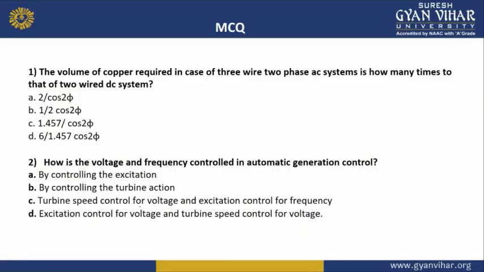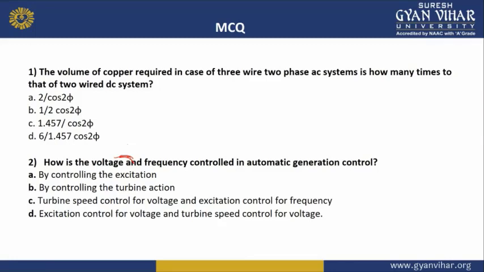The very first question is: the volume of copper required in case of a three-phase two-wire system is how many times that of the two-wire DC system? Next question is: how are the voltage and frequency controlled in automatic generation control? Now I've told you the voltage and frequency are two separate entities. Okay, so how are these being controlled in automatic generation control?